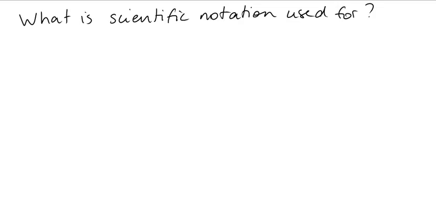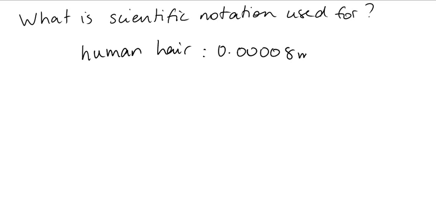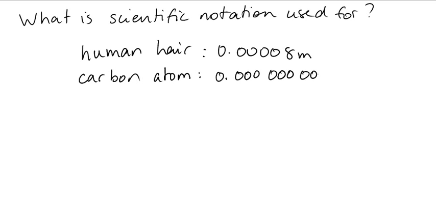So before you start telling yourself that scientific notation is one of those useless things you are never going to use again, let's understand what scientific notation is used for. Well, we say, for example, that human hair has a width of 0.00008 meters. And we say, for example, that a carbon atom has a diameter of 0.00000000034 meters.